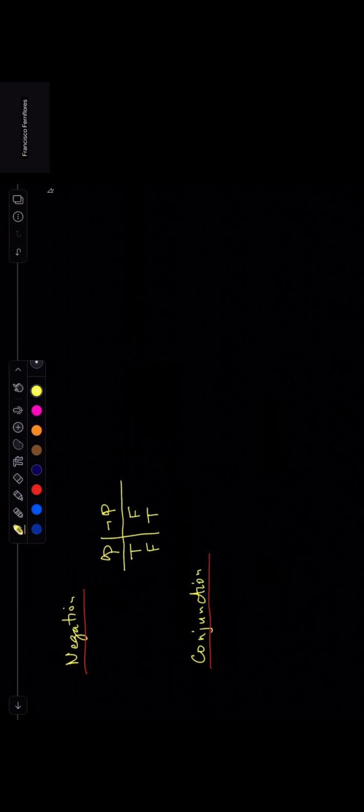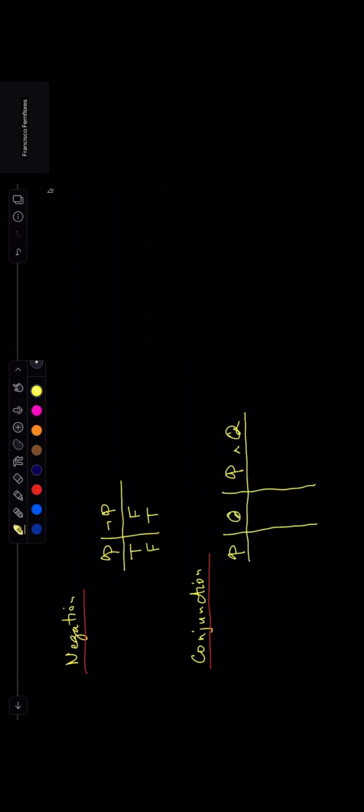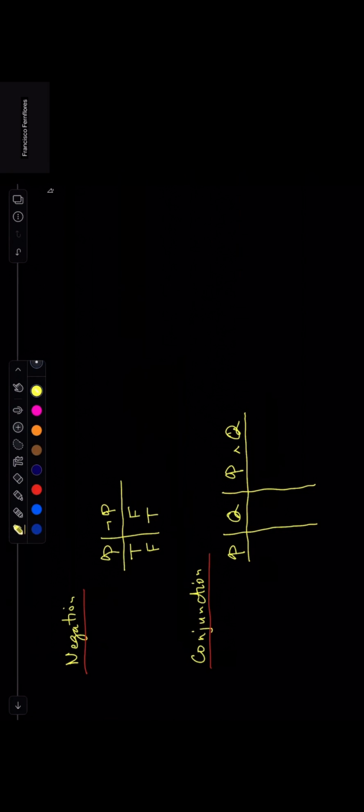Now, conjunction is a sentence of LP that has as its main logical connective the wedge. So we want to know what truth values we are going to assign to the sentence P and Q when we canvass all of the logical possibilities for the truth values that P can have and the truth values that Q can have. Now, we already know that the P and Q sentence is a function of the truth values of P and the truth values of Q.